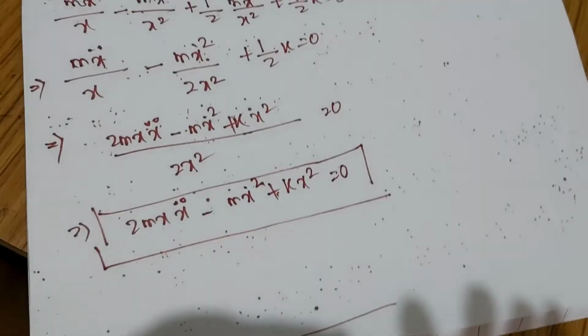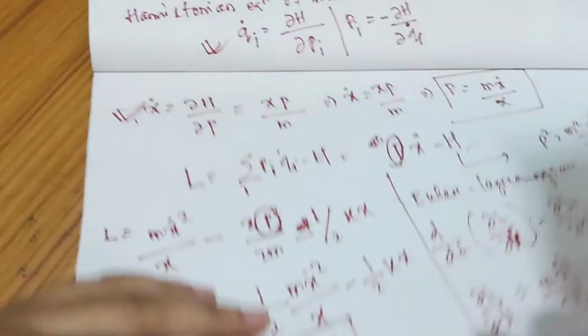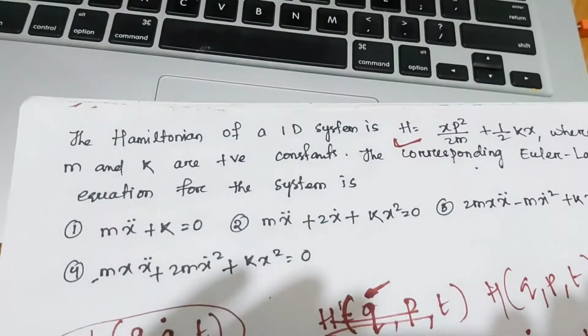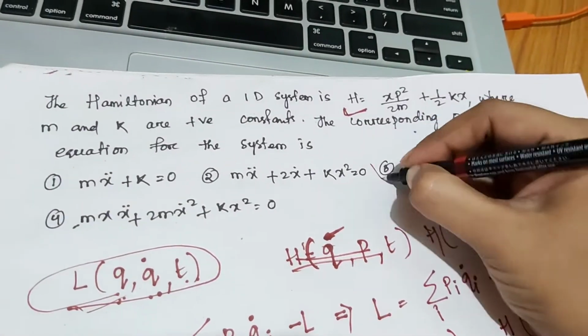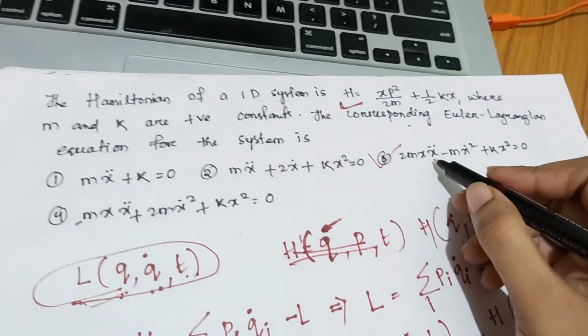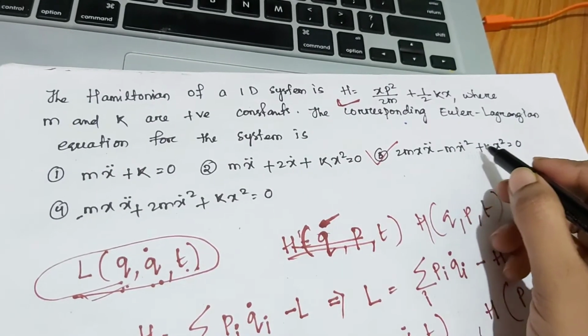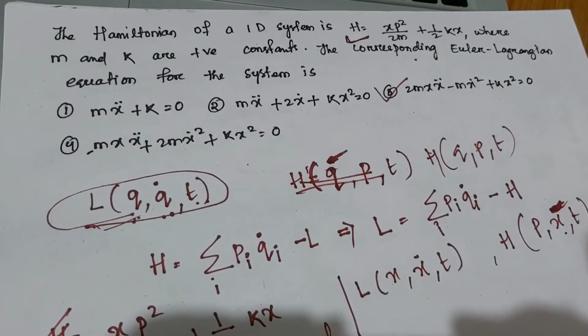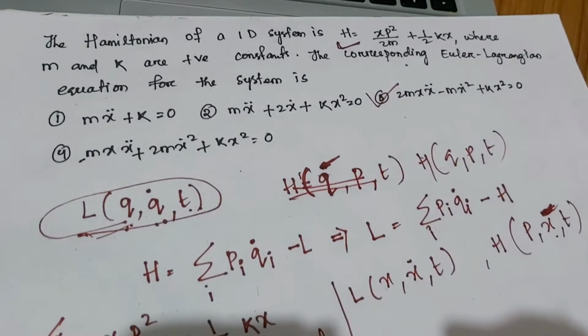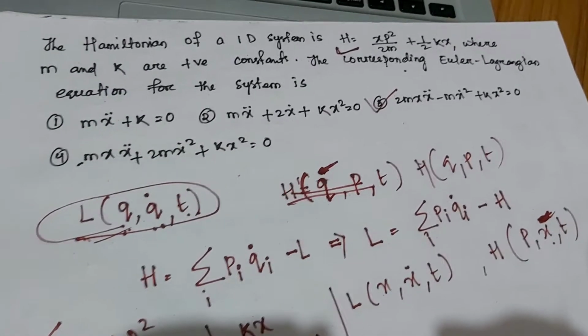Okay, so as you can see in the options, the answer is here. Then the answer is this one, 2m x ẍ minus m ẋ² plus k x² equal to 0.